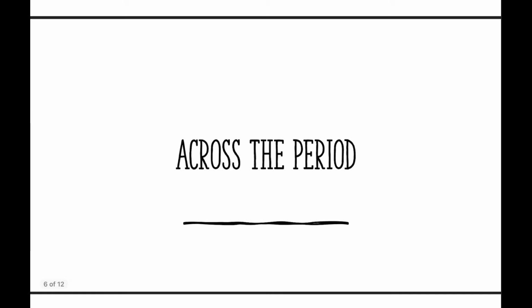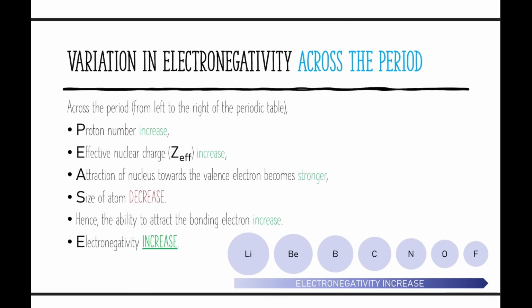Across the period, the atomic radius decreases. This is due to the proton number increasing from left to right of the periodic table. When the proton number increases, effective nuclear charge will also increase. What happens to the attraction of the nucleus towards the valence electron? It becomes stronger. This is why the size of atom decreases.